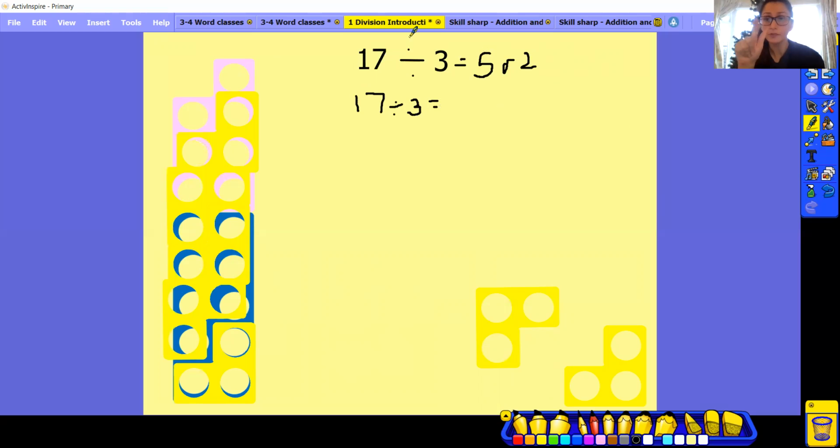So 3, 6, 9, 12, 15. Okay, we can't go any higher because the next one will be 18, and we only have 17. So we've got 15, so we've got 5. But because we've got 15 and we've got 17 here, we've got to see how much we have left over. So from that 15, from that 17, so 16, 17. We've got 2 remainders. So we've got 5, remainder 2. Okay.